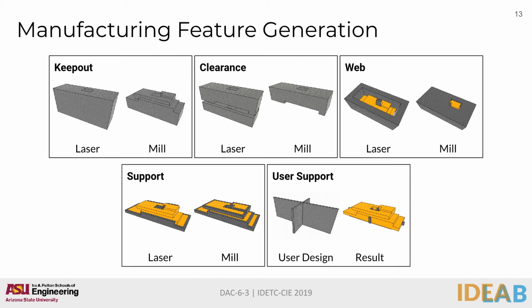Web represents supporting material surrounding a part, and it is defined for a given removal process. Web for removal by a laser process must be completely outside of the boundaries of the part. Web for removal by milling can overhang the part. Web is not defined for 3D printing since it is an additive process. Support represents regions around a model where support material may be added to connect it to the web. This is again defined by the process used to remove the supports. User support is the intersection of this with a user-designed support structure.